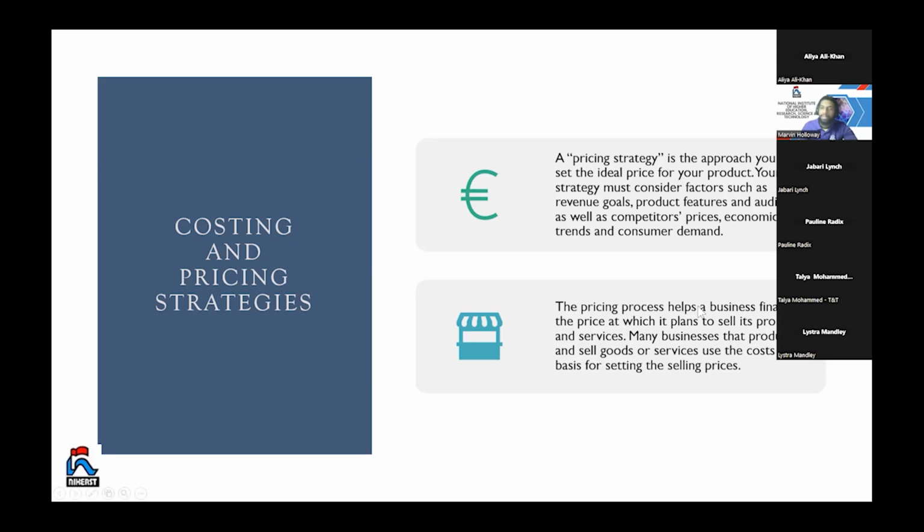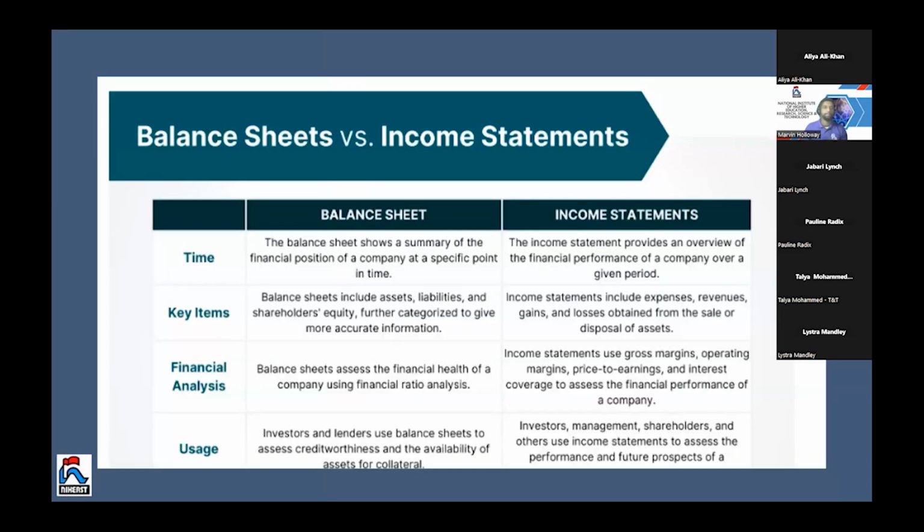The pricing process helps a business finalize the price at which it plans to sell its products and services. Many businesses that produce and sell goods or services use the cost as the basis for setting their selling prices. So one leads into the other, one depends on the other. One comes first, and then it's like, okay, this is the cost I have it at, this is how I will price. So we have a little chart there just to show the comparison between the two.